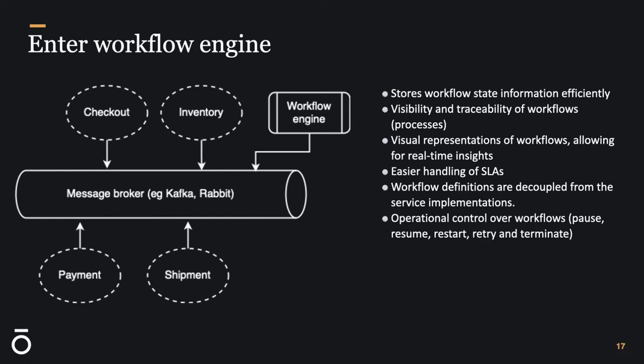So let's say we introduce a workflow engine in our simple sample system. What this would mean is that we will get rid of the order service, and now the order fulfillment workflow will be just one of the many workflows that this engine is capable of doing. And we'll get all these benefits. First, workflow engines manage state very, very efficiently, since that's what they were actually built for. On top of this, they provide visibility and traceability of workflows, meaning that we can answer very easily how far we are in a given process.